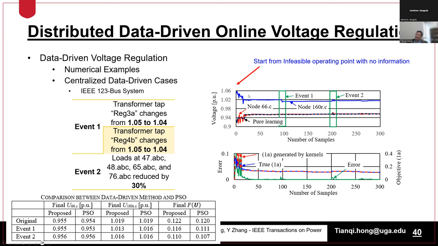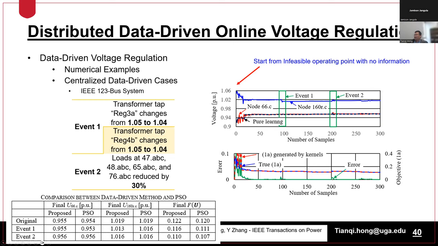So here is the example. As you can see, this is the voltage during the voltage regulation process. The system starts from an infeasible point, which means we have a very low voltage or very high voltage here. But after we implement the data-driven method, the voltage is quickly regulated within a certain value, only needing 20 data samples. After that, the system is already well regulated at a certain point.